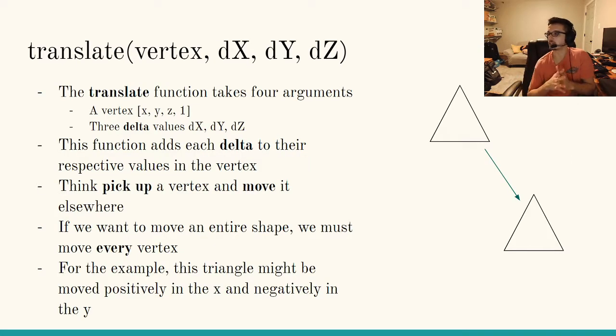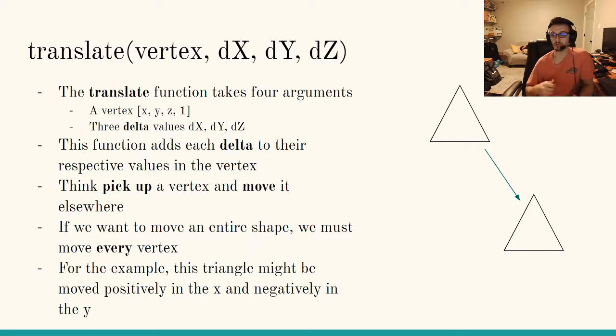Lastly is the translate function, and the translate function is really nice. If we apply it to every vertex in a model, it will pick up that model and put it somewhere else. This function takes 4 values: a vertex, and 3 what we'll call delta values that we will use to modify the vertex that we passed in.